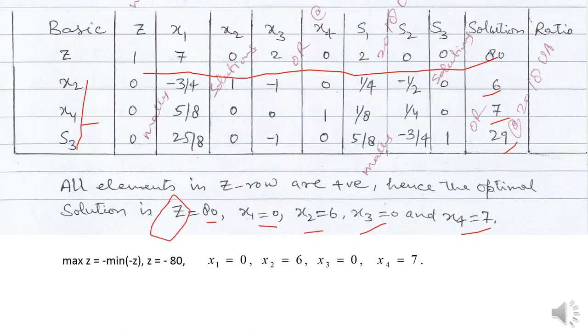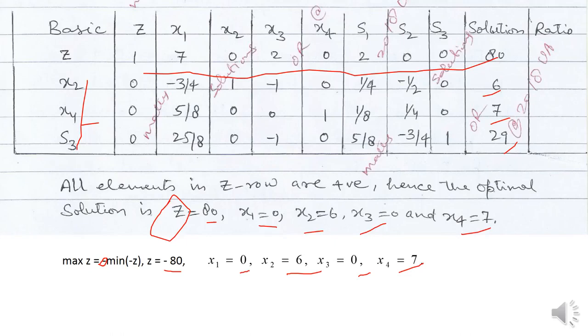So as I said, we will add this minus sign now. So our Z value is minus 80, x1 is 0, x2 is 6, x3 is 0 and x4 is 7. When we substitute these values of x2 as 6, value of x4 as 7, we get minus 80 in Z function or equation. So we got our solution here, minimization of Z is minus 80.